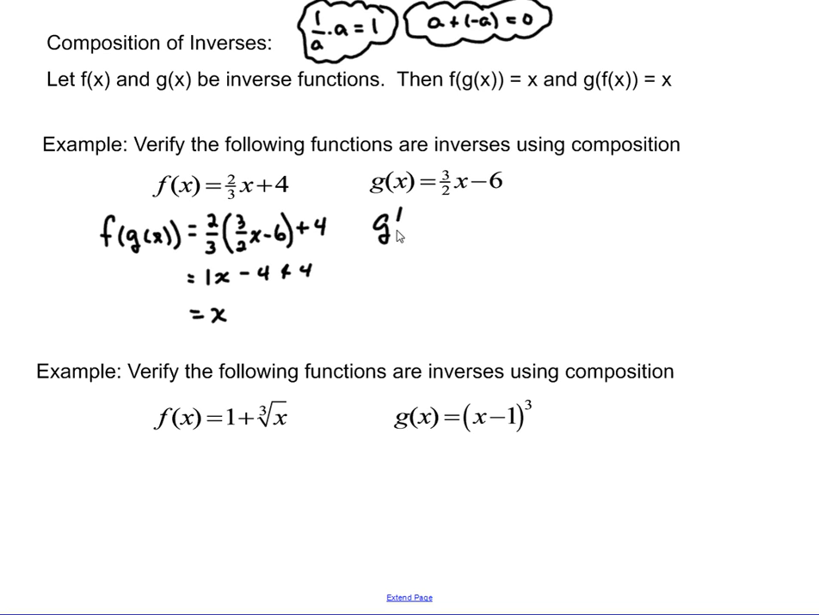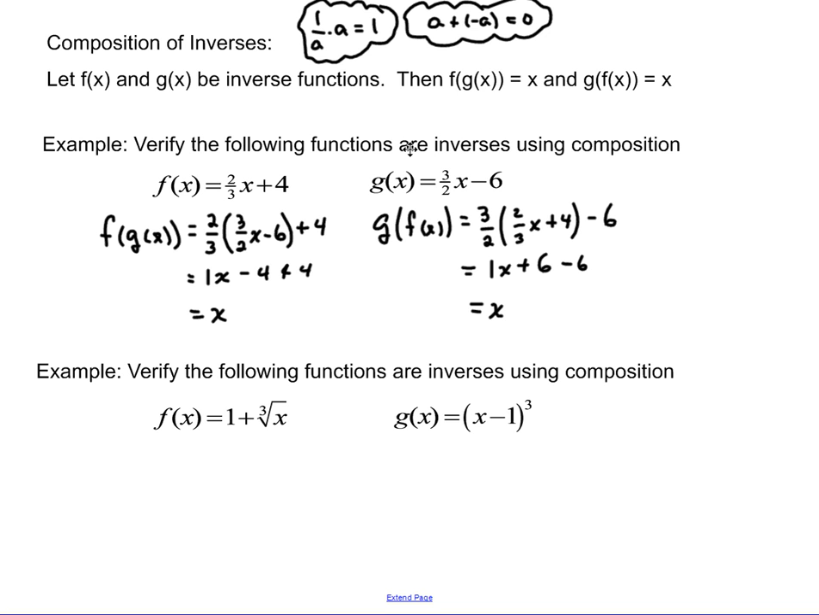So we're going to check g of f of x in this particular example, and do the same idea. Everywhere we see x in the function g of x, we're going to replace it with the expression we find in the function f of x. So that is 3/2 times the quantity 2/3 x plus 4, minus 6. We'll distribute the 3/2. 3/2 times 2/3 is 1x, plus 3/2 times 4 means divide 4 by 2 and multiply by 3. That's plus 6 minus 6. So, in fact, f and g of x are inverses of one another.